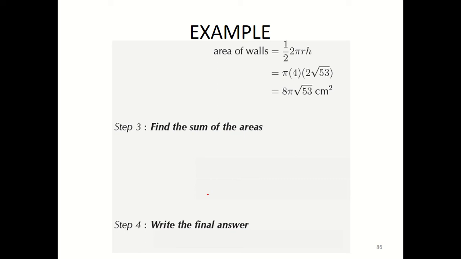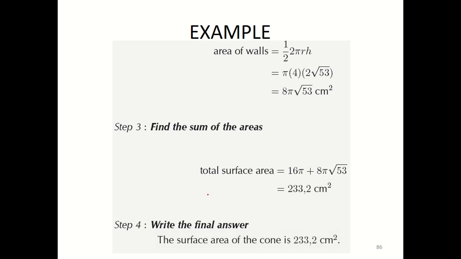Now the sum of the areas, which is the total surface area: you will simply take 16 pi and add it to the area of the walls, and it will give you a total surface area of 233,2. Your final answer is that the total surface area of the cone is 233,2 square centimeters.